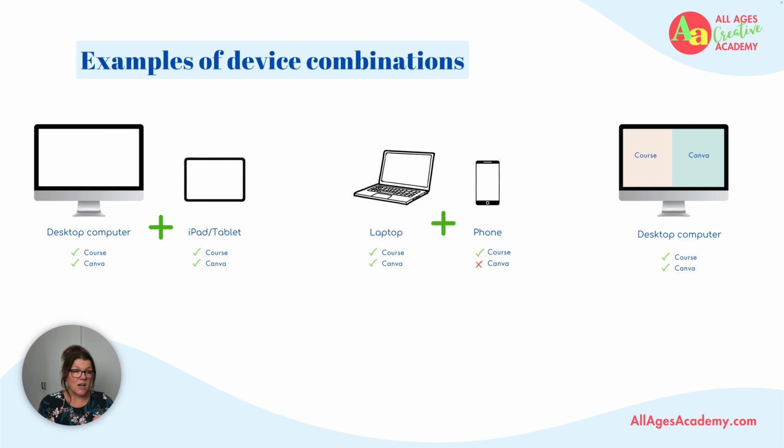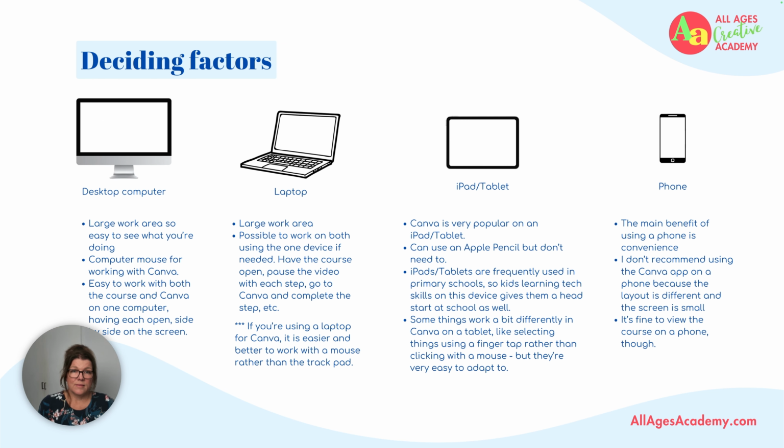On the right-hand side, there is just one desktop computer, but most of the time, these screens are going to be big enough for us to have both things open at once. You can have two Chrome windows open, so two browser windows open, and have them positioned next to each other, the course on one and Canva in the other, and just work side by side. That's absolutely fine. Here are some extra details that might help you decide if you're still unsure about which device to use. I'll let you read through those, and this will also be downloadable as a PDF.